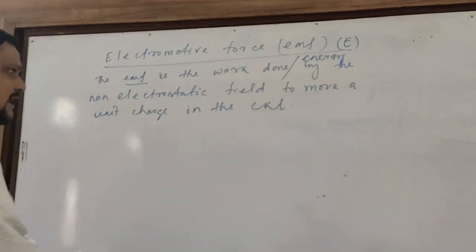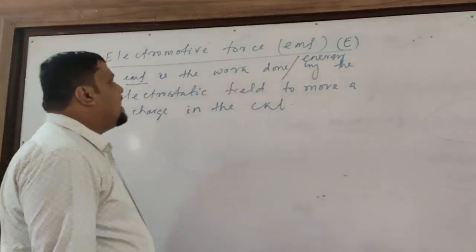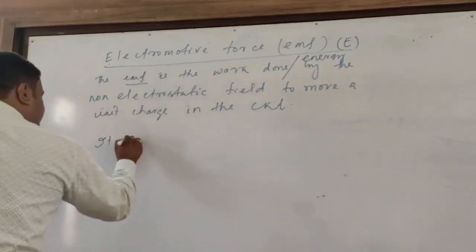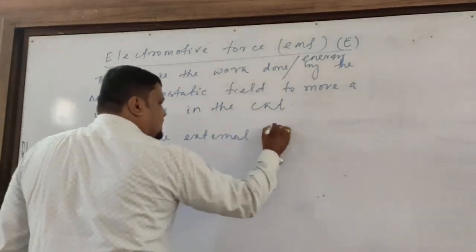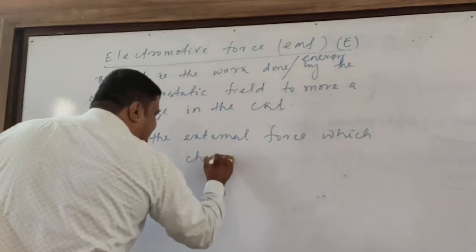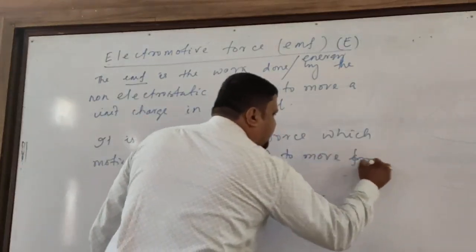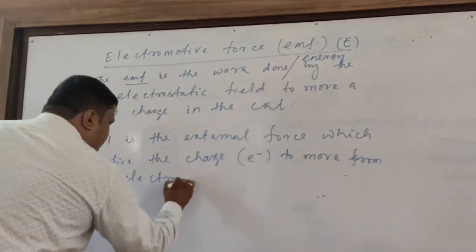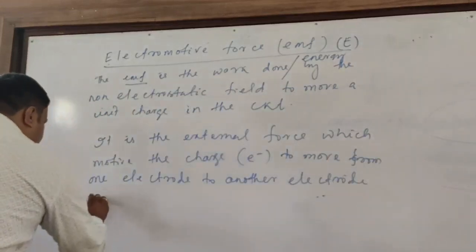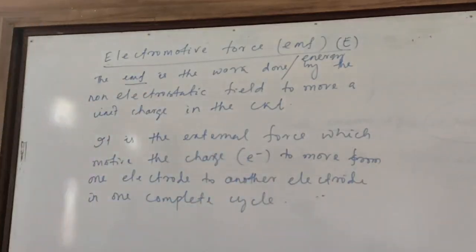Now, this electromotive force moves the charge from one electrode to another electrode outside, then inside from this electrode to the other electrode. That is the electromotive force, that's very important. So we can say that it is the external force which motivates the charge in one complete cycle. Complete cycle. That is the electromotive force.